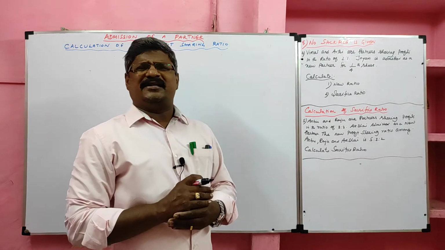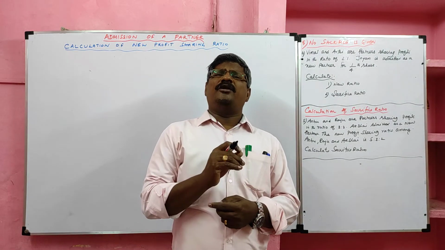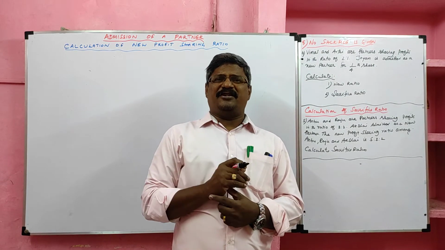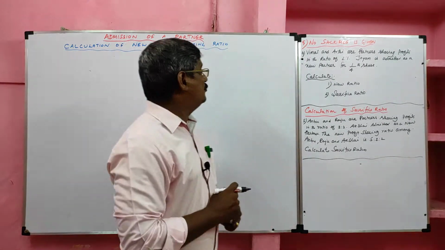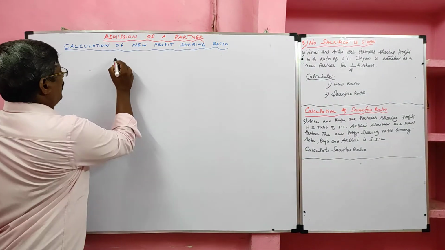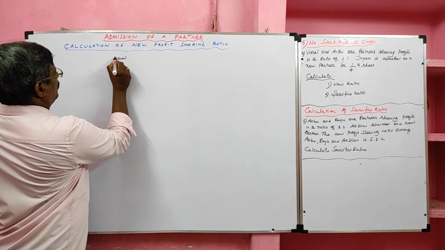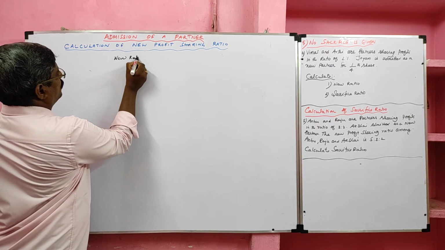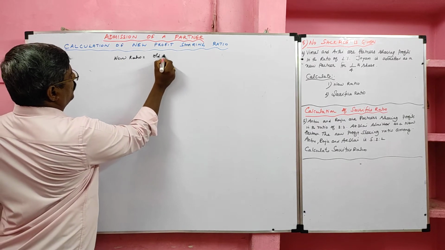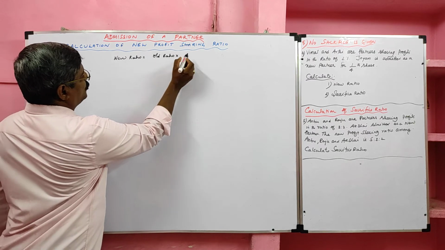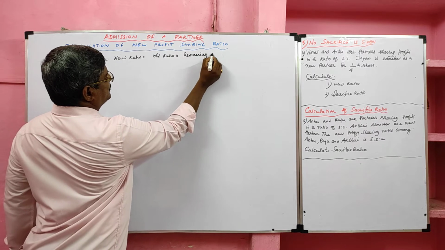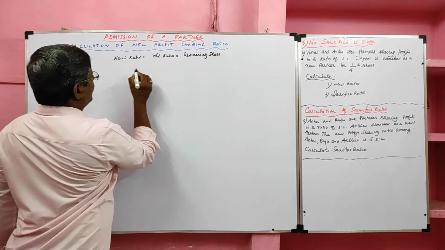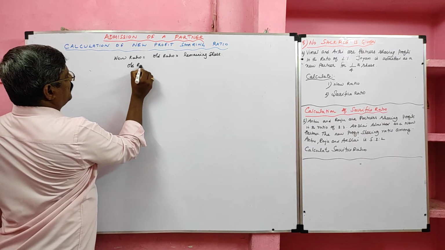For all the other cases, we used one formula: new ratio equals old ratio minus sacrifice ratio. But for this case, we should not use that formula. We have to use a new formula: new ratio equals old ratio into remaining share. The old ratio is given in the question.